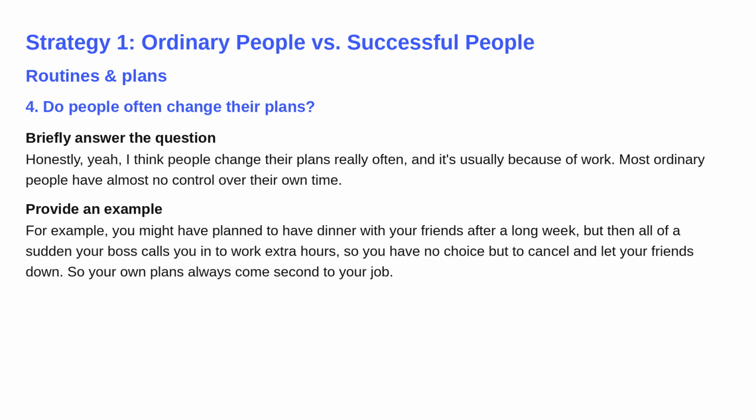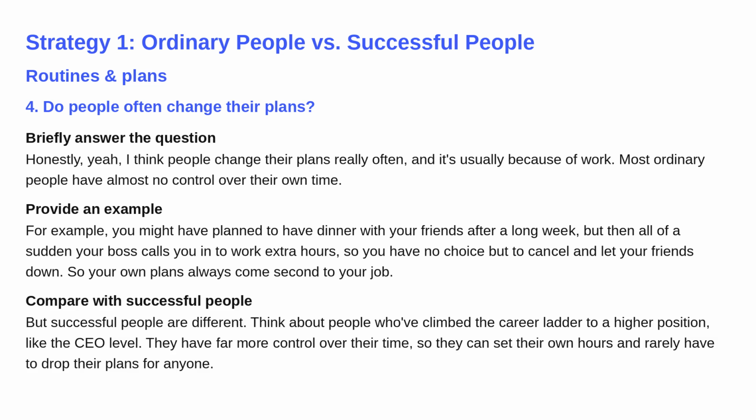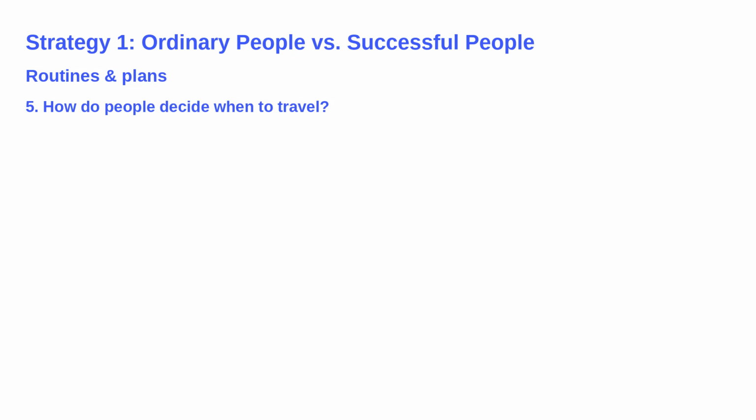So your own plans always come second to your job. But successful people are different. Think about people who've climbed the career ladder to a higher position, like the CEO level. They have far more control over their time, so they can set their own hours and rarely have to drop their plans for anyone.